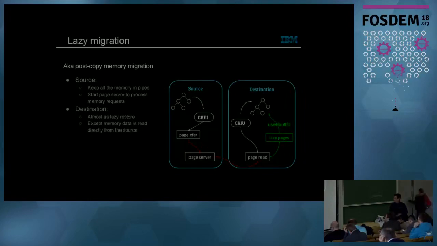The dumping source doesn't actually dump any of the memory, it just transfers it from the victim's address space into pipes and keeps it there. And on the restore side, the processes are started without their memory, and all the virtual memory of the processes is registered with userfaultfd. Again, as with lazy restore, every time a process tries to access a memory page, we get a userfaultfd notification and request the page from the source node.